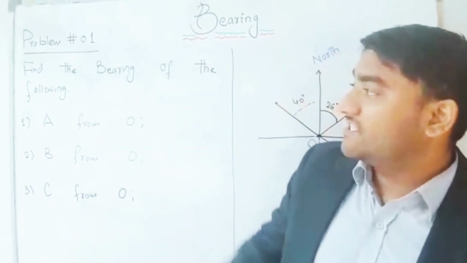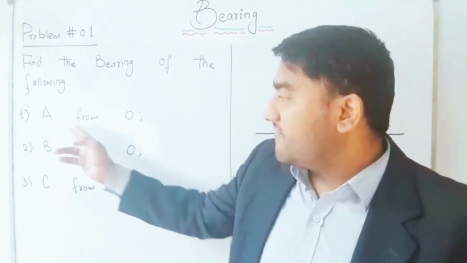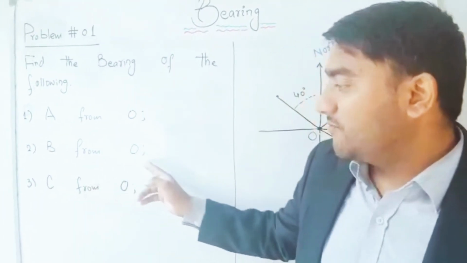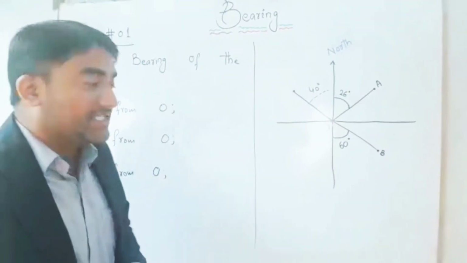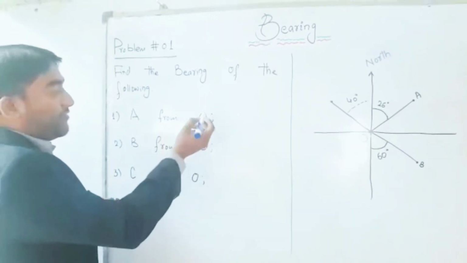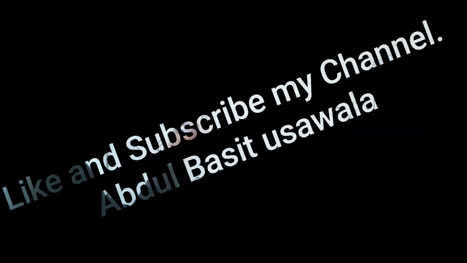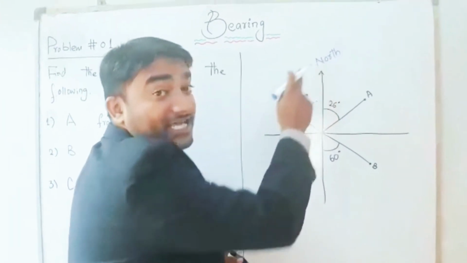Okay, so we have been given this problem here. The first problem is: find the bearing of the following: A from origin, B from origin and C from origin. Let's solve these problems. What we have to do is find the angle from origin to A. So we have to remember this wording. We know that this is the origin and this is the north here.